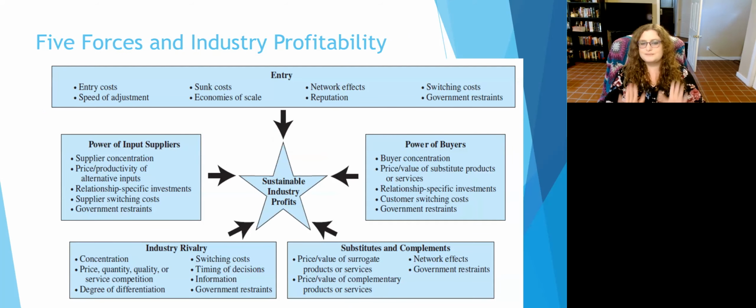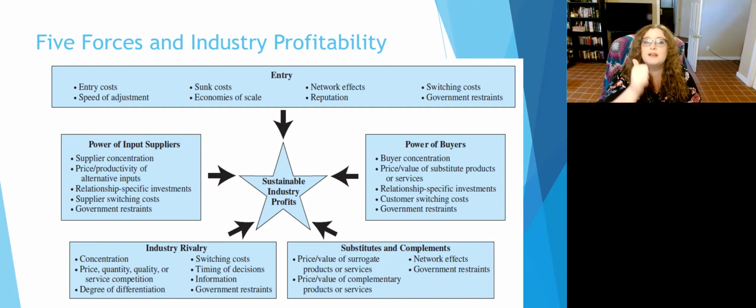So at the very top, when we're thinking about how we get sustainable industry profits, we're making a profit at our business, which sometimes profit can just be losing the least amount of resources or the least amount of money, but sustainable industry profit, or we're getting a profit. What do we need to consider?